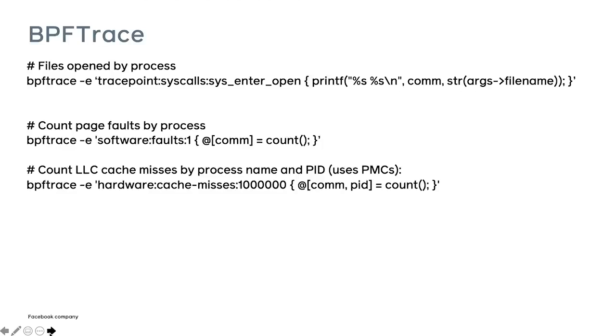You can also look at some aggregate data. So you could say, well, I just want to know how many page faults are occurring per process, or you could even look at a summary of cache misses for your process by PID. So BPF trace is very simple to use. It's very easy to ramp up and learn how to use BPF trace, but it's not very powerful. It's not going to get you everything that you need.